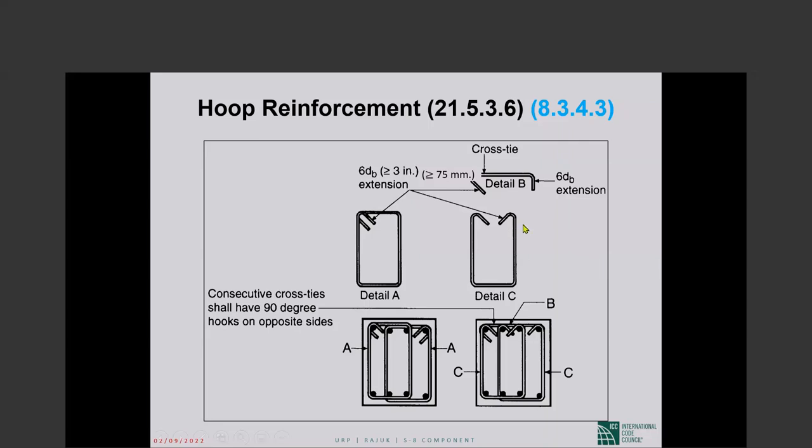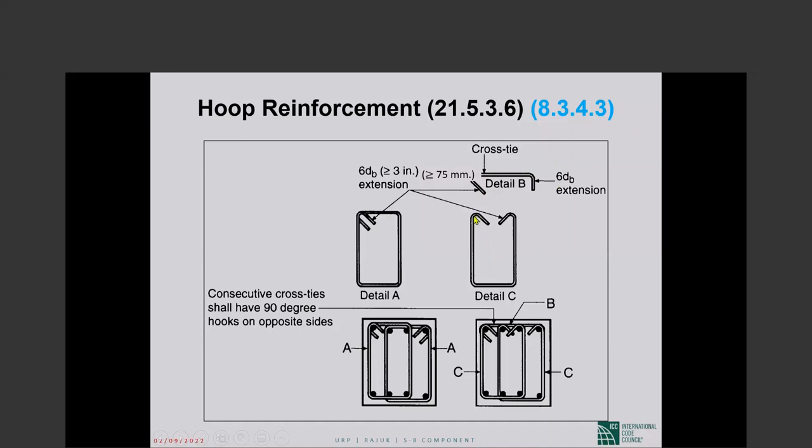So ACI 318 has for a long time allowed 2-piece hoops, where we have a stirrup that has a seismic hook at each end, and that is closed by something called a cross tie, which has a seismic hook at one end and a standard hook at the other end, 90 degree with 6 bar diameter extension.